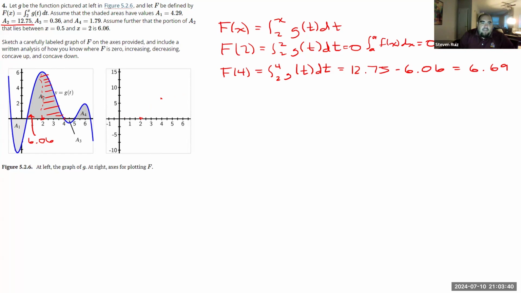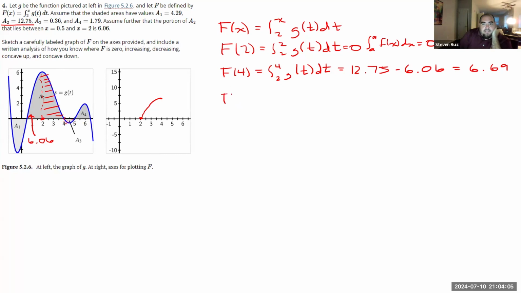So because of that, I have to have a maximum. Why is that? Well, what's going to happen between x equals 4 and x equals 5? I'm going to be accumulating area, but that area is going to be below the x-axis. So that area there I have to treat as negative.